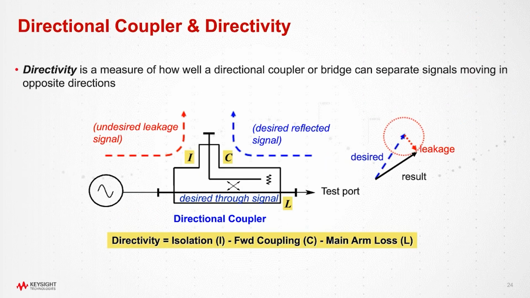One term you'll see a lot when you're looking at couplers is directivity. Directivity is defined as a measure of how well a coupler can separate the incident and the reflected signals. And the typical way we look at directivity is we measure how much signal is reflected from a large reflection, like an open or a short, and we compare that to how much signal is reflected when you place a load on the same test port. You can also compute directivity from three measures of the directional coupler: the isolation in the reverse direction, the forward coupling, and the main arm loss, which are all pictured here.